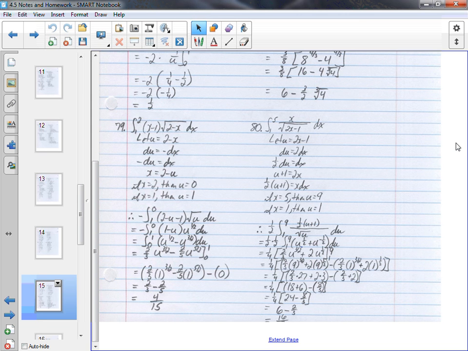But I'm going to go with the one that has an exponent of something besides 1. That's more likely. So I'm going to let u equal that quantity right there under the square root sign. So I'll let u equal 2 minus x. And if that's what u equals, then I compute du. So du equals whatever the derivative of 2 minus x is, which is negative 1, times dx.